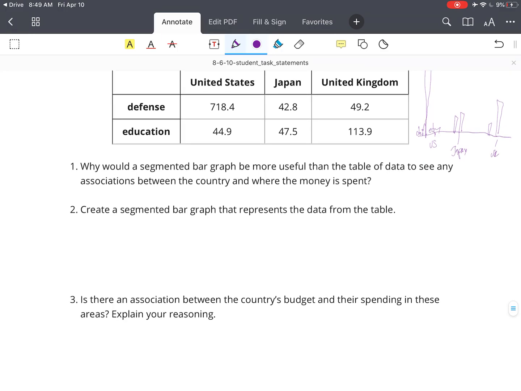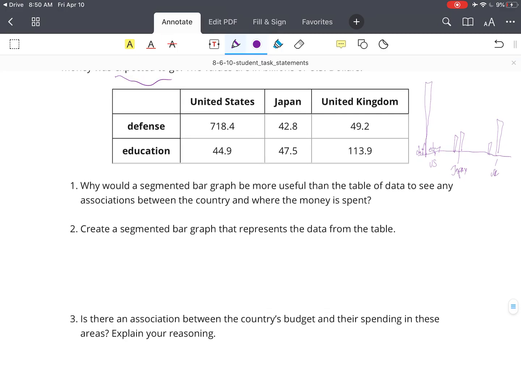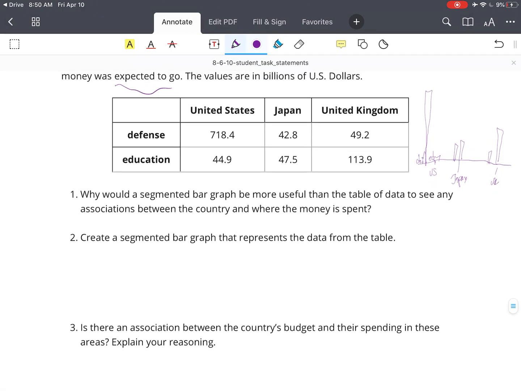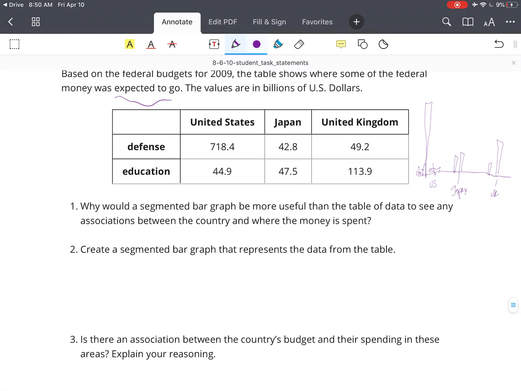Is there an association between the country's budget and their spending in these areas? No, there is no association. You can't, just because we know how much a country spends on education, we don't know how much they're going to be spending on defense.